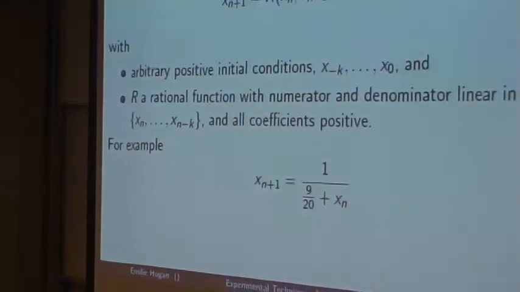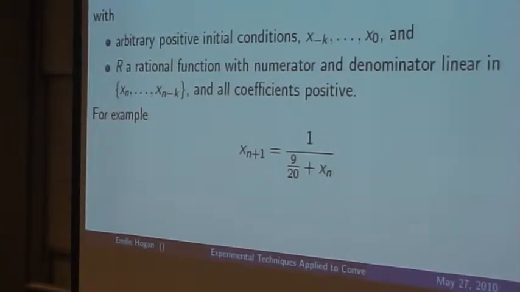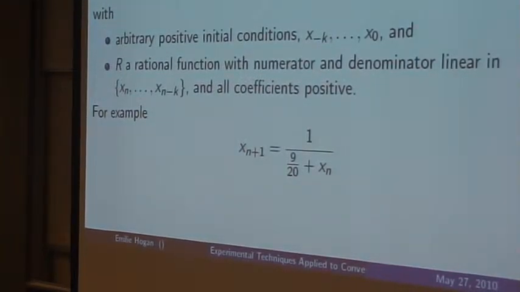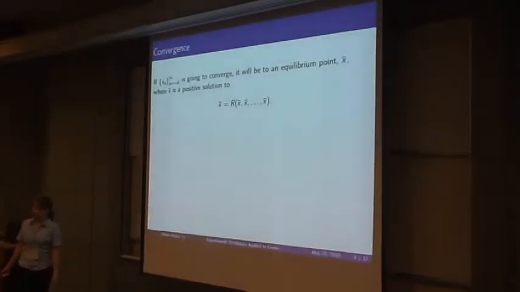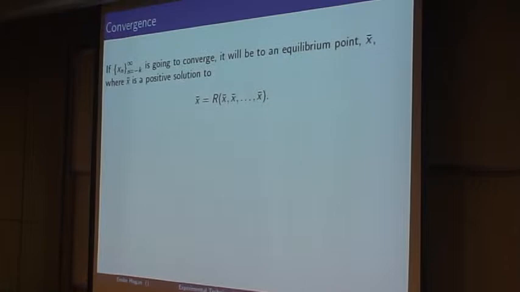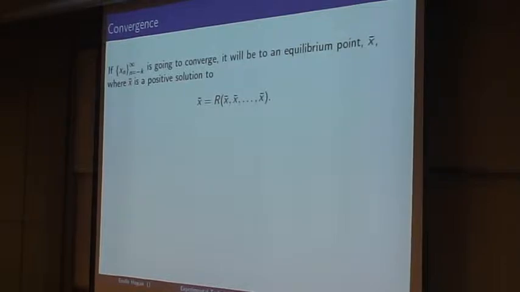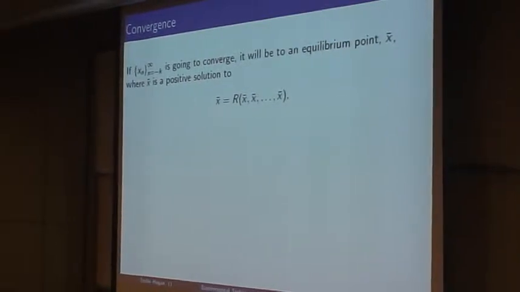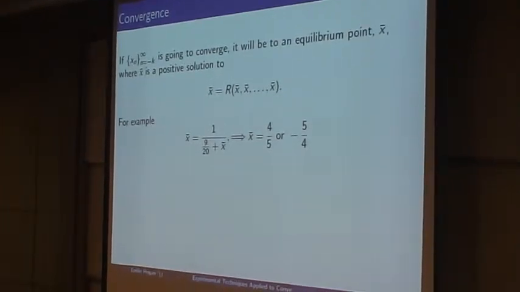Right, so here's an example where the n plus first term is a very easy recurrence in terms of the previous value, and the 9/20th is just so the arithmetic works out for the example throughout the talk. All right, so when I said limiting behavior, I really just want to know about convergence. And if it does converge, it's going to be to an equilibrium point, which is a solution to this equation here. And of course, since everything that we started with is positive and our coefficients are positive, we need the positive equilibrium. So in our example, we have two solutions, 4/5 and minus 5/4. So 4/5 is the one that we want.